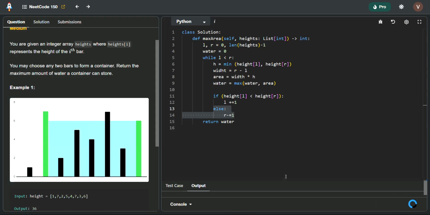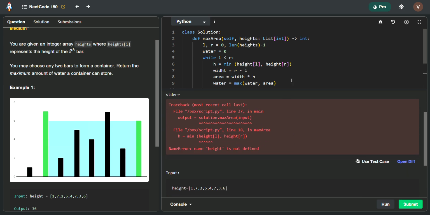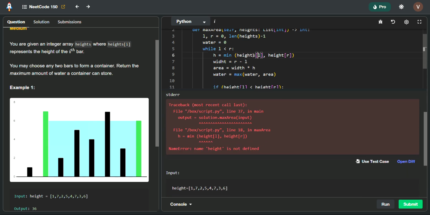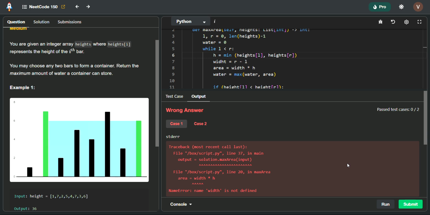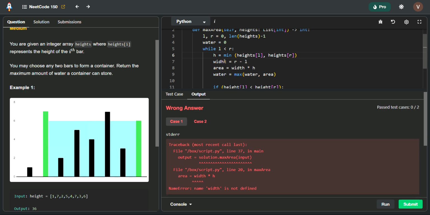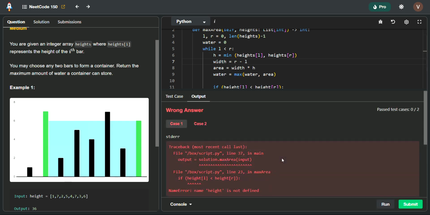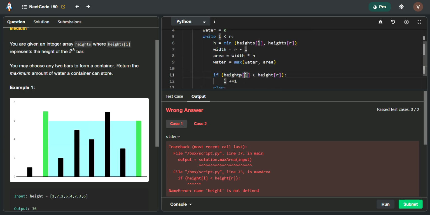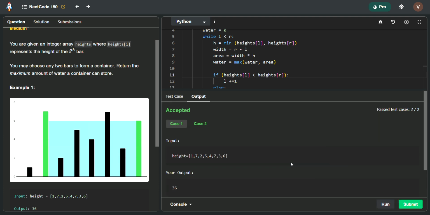So yeah, this should work. It did not, because I did not use heights. There we go, that should work now. Oh my goodness, my bad. Typos. I'm so sorry, guys, but just make sure you're using the right names, no typos. Yeah, there you go. That worked. All right.